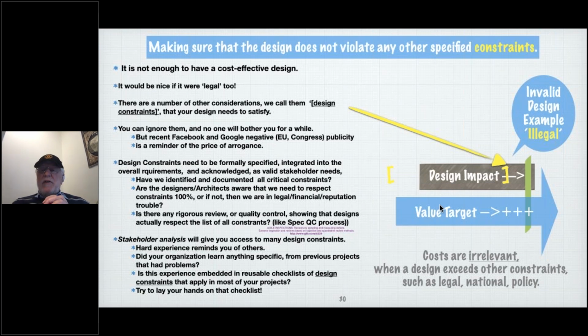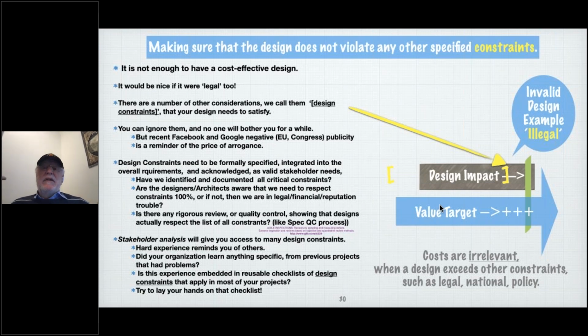The first 2 things were, does it give us the values we want? Second thing was, does it fit our budgets and resources? But there's a third test of any design, and that is, does it violate any other constraints? Now, what are other constraints? Well, there's quite a broad range of them, but there are things like laws, regulations, policies, plans, things like that. And you might have 50 different stakeholders, and you might have 50 different constraints you have to respect to make your system legal, valid, and consistent with other corporate things.